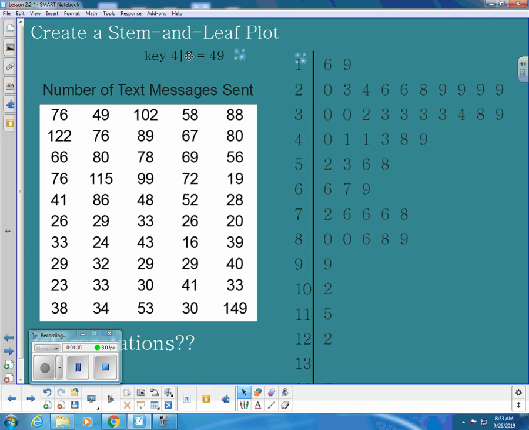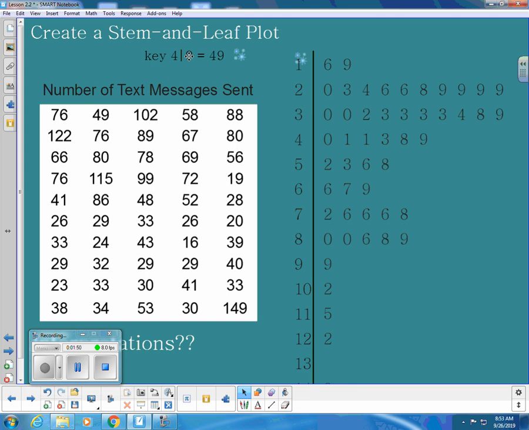Okay, so we have 16, 19, 20, 23, 24, and so on. So your leaves should be in numerical order, not so much how they came in the data that you got. Okay, so you should always order your data because most charts need it to be in order.